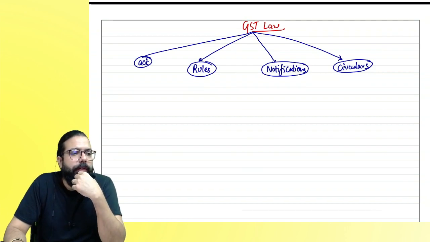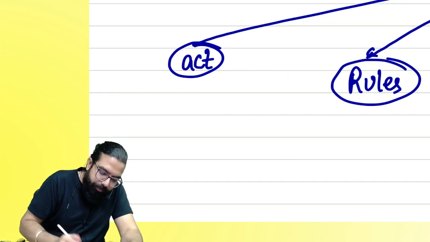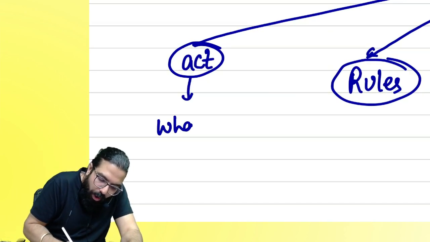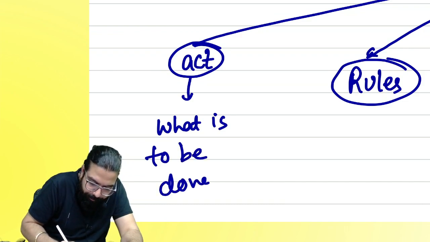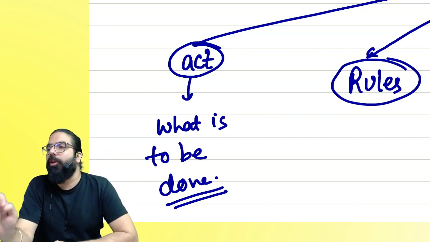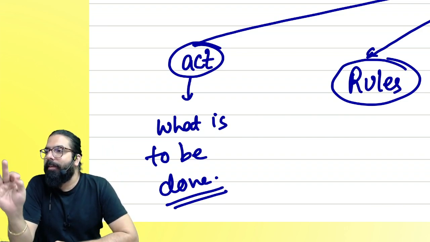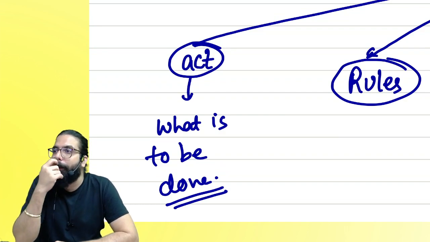What is an act? An act will always tell you what is to be done. Who will tell? Act. For example, Act will tell you take GST registration when you cross 40 lakh. Who will tell you? Act will tell you.